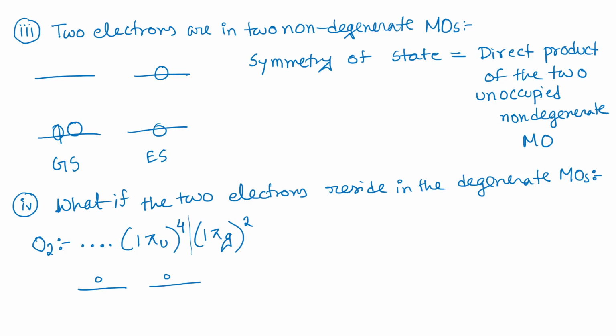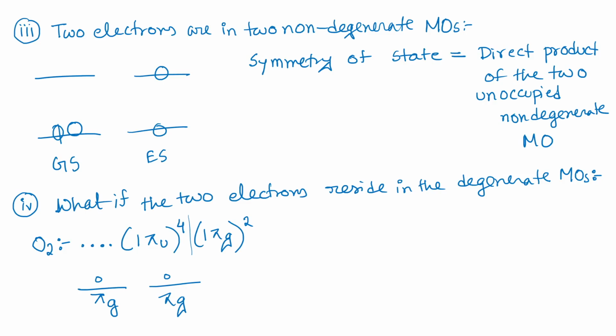Four, principle. Once. I think Hund's rule. So they are like this, unoccupied into pi g. So this is 1 pi g and this is 1 pi g. So what is going to be my state in this case?